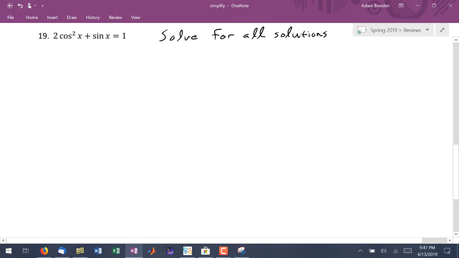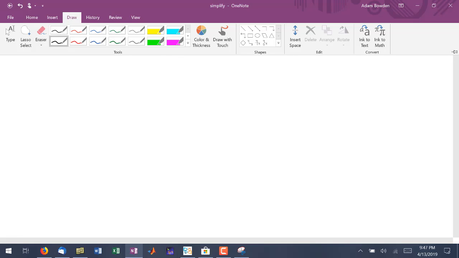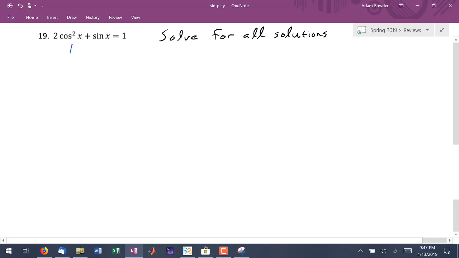In this example, we're going to solve for all solutions in this equation with a sine and a cosine squared. In contrast to some of the other solutions in the review, this one we can't factor directly from the start. What we're going to have to do is leverage some identities to help us get there.